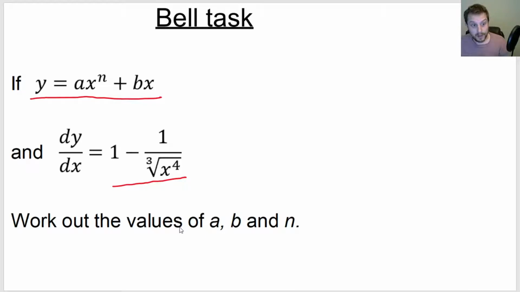Right, have another go, pause, and then come back, and I'm going to go through it now. Okay, so following my own advice, I'm going to differentiate this. So dy by dx is, you times by the power and knock 1 off the power, plus, and then bx would just differentiate to b.